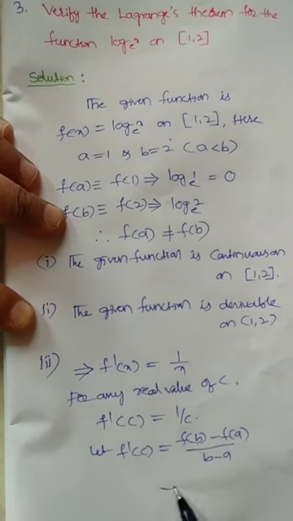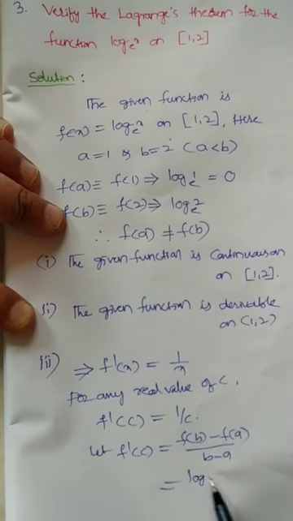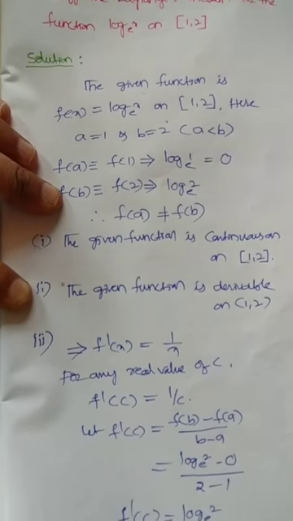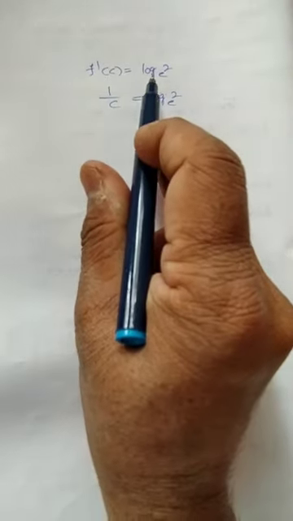So what I got? f of b value is log 2 with base e, minus f of a value is 0, by b minus a is 2 minus 1. So f dash of c value I got is log 2 with base e over 2 minus 1, which is 1. So f dash of c is equal to log 2 with base e.